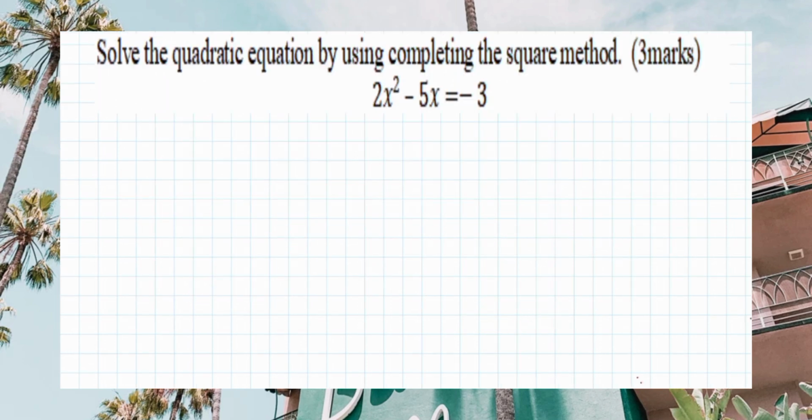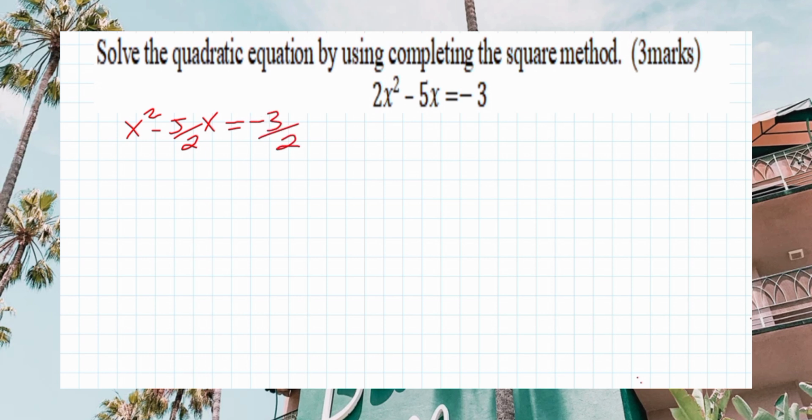In this question, we'll be looking at equations, whereby we are told to solve the quadratic equation by using the completing the square method. So for us to use the completing the square method, we know that the value of a must always be equal to 1. So the first thing that we do here is we divide by 2 across. If we divide by 2 across, we are going to be left with x squared, and then you take away 5 out of 2x, and this shall be equal to negative 3 out of 2.